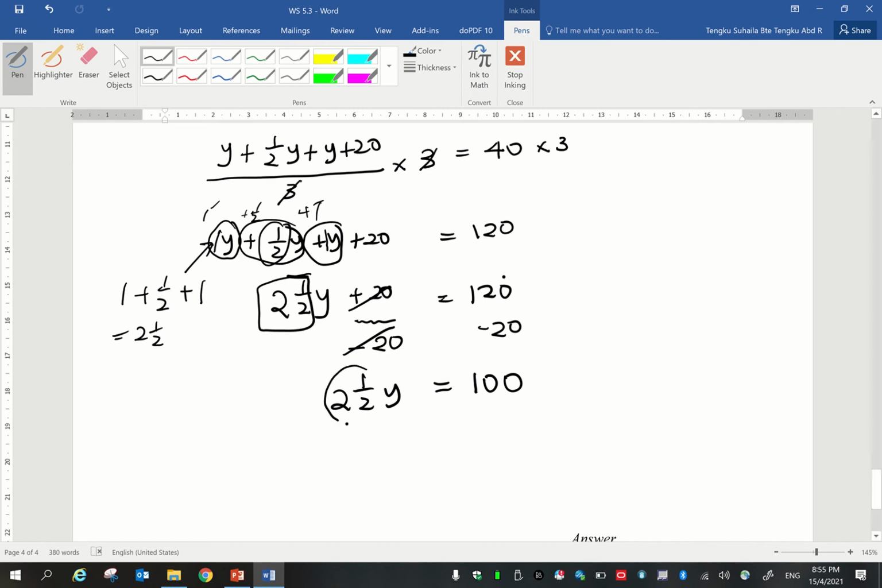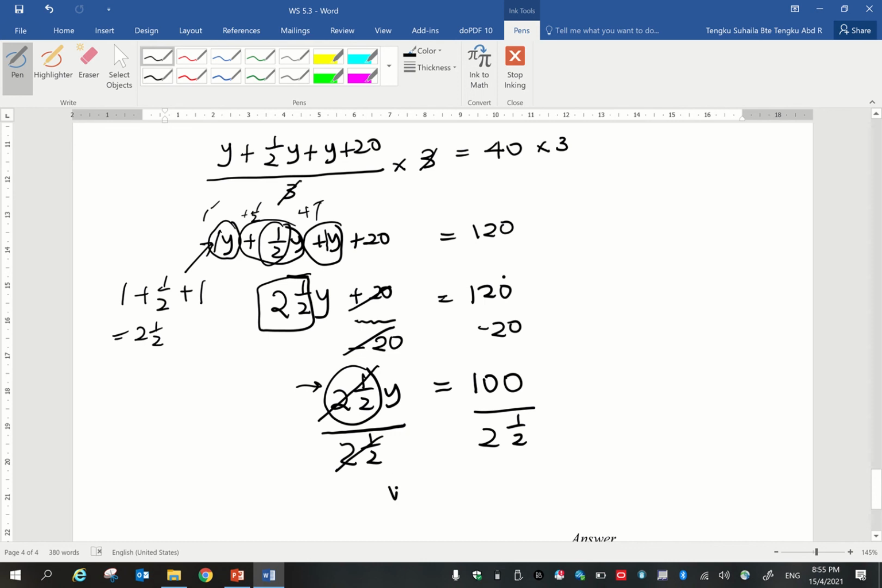Now, I do not want 2.5y, guys. I just want the y, one y only. So how to get rid of this 2.5? This is 2.5 times y. So how to get rid of the 2.5? What's opposite of times? Divide, right? So divide. Divide by what, guys? Divide by exactly the number in front of the y, this number. So 2.5. Okay? Then I also must divide by 2.5 on the other side.